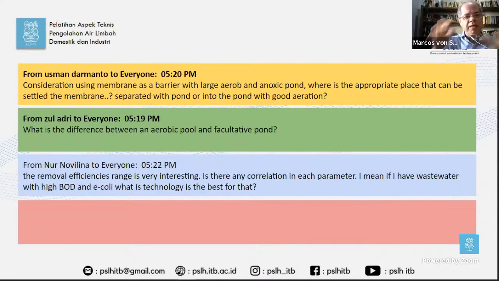So coming back to your question, I think it depends very much on population density. And if it comes to decentralized on-site solutions, it depends very much on what the population wants, because the population needs to be part of the selection procedure.